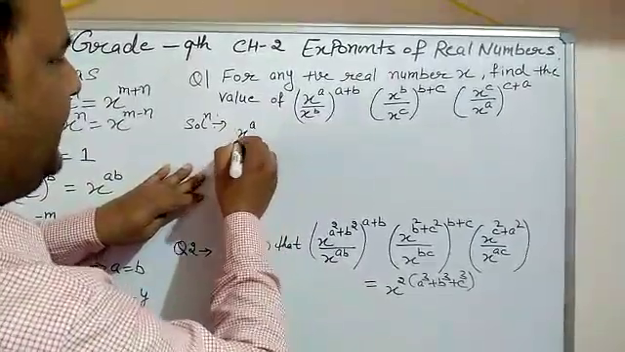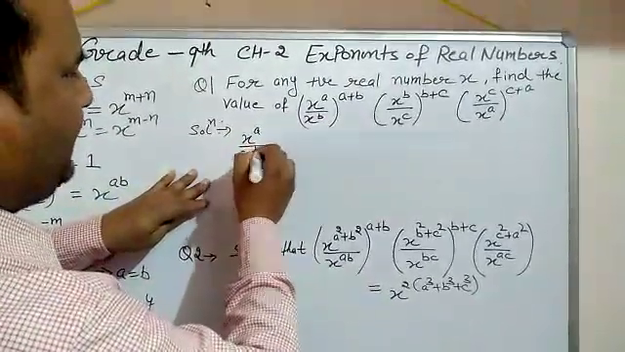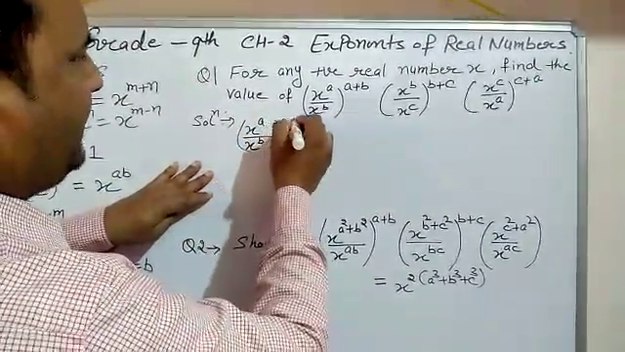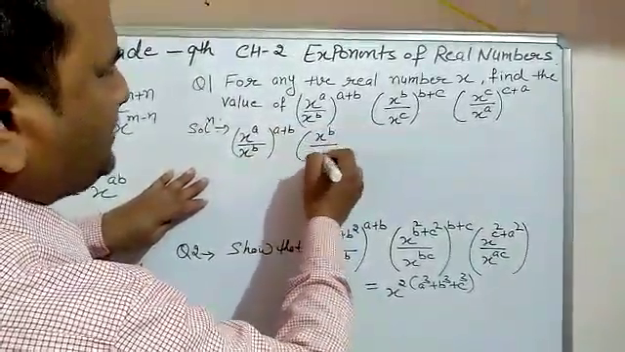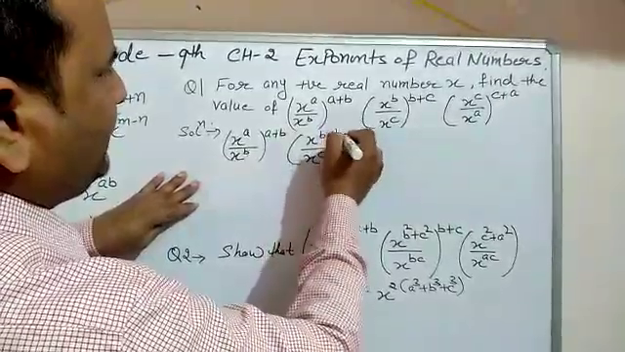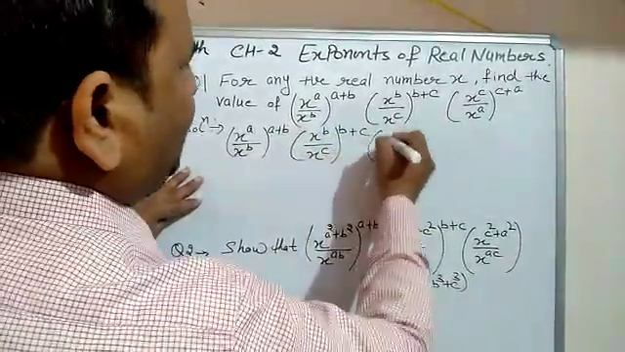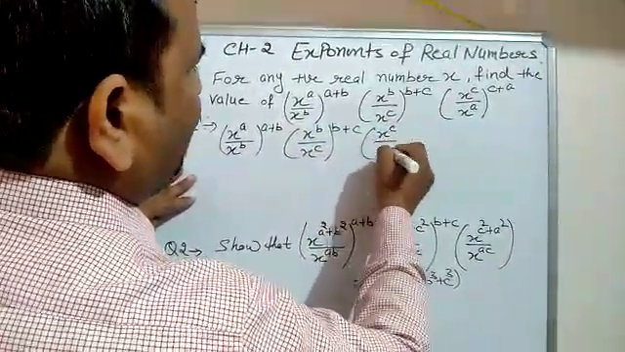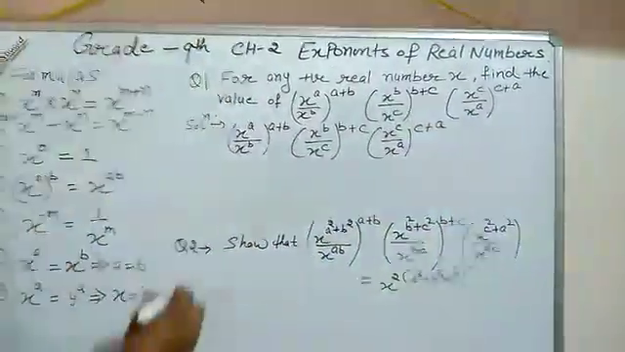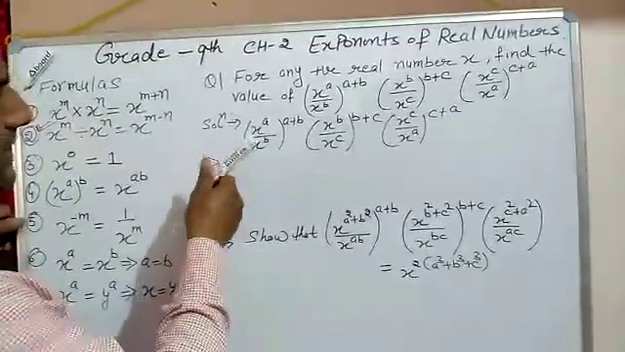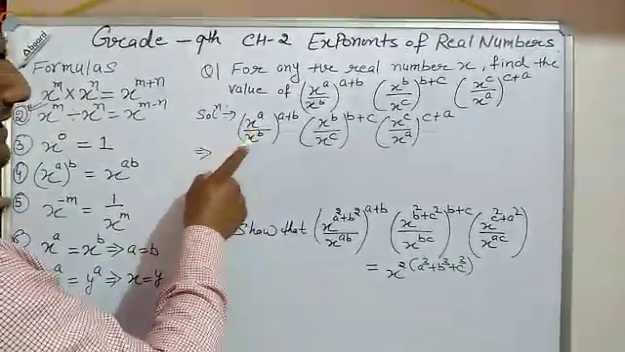(x^a / x^b)^(a+b), then (x^b / x^c)^(b+c), then (x^c / x^a)^(c+a). Students, you can see it carefully. Here is x and here is also x.